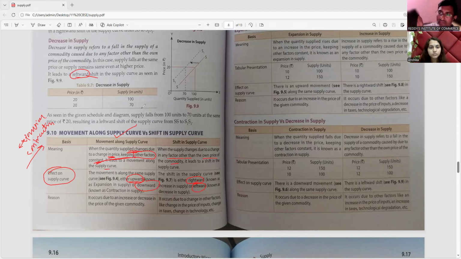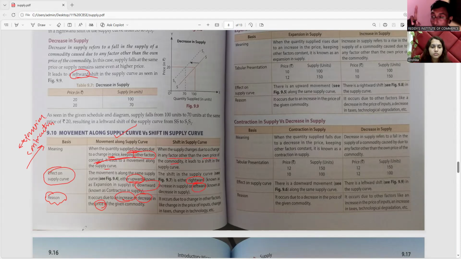It goes to the downward side, you can say contraction of the supply curve. Got it? There's a little bit of difference between the movement along the supply curve and the shift in the supply curve. Now, what are the reasons behind the movement along the supply curve? It occurs due to an increase or decrease in the price of the given commodity. If the price decreases or increases, that is the biggest reason behind the movement along the supply curve.